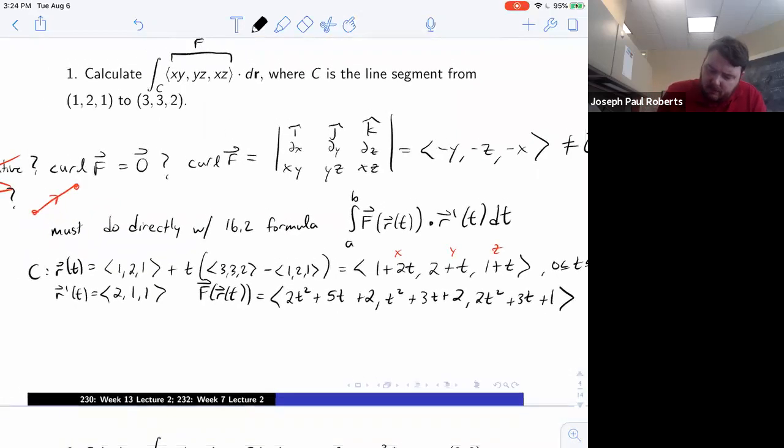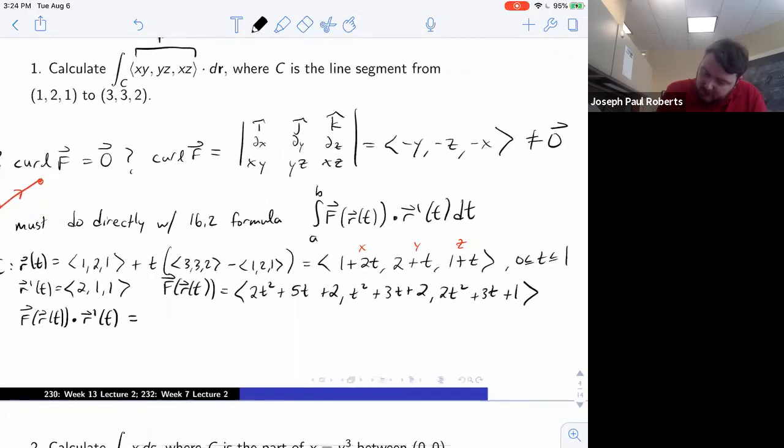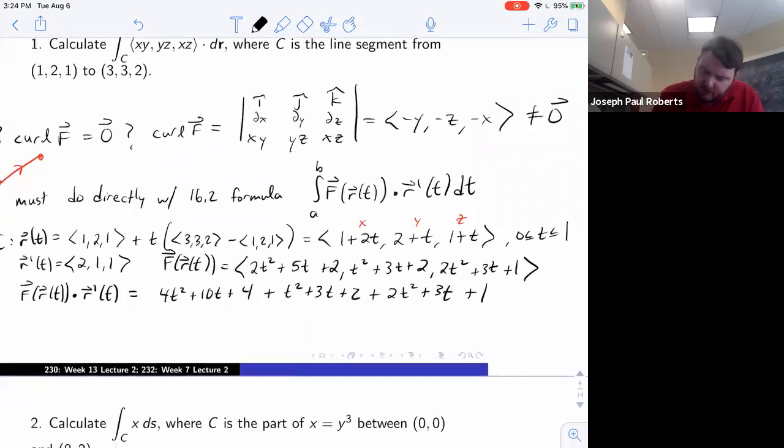the integral of, well, okay, we could do F of R of t dot product R prime, so make sure you're actually doing a dot product here. So I end up getting, well, 2 times the first component is 4t squared plus 10t plus 4, plus 1 times the second component, plus 1 times the third component, so 2t squared plus 3t plus 1. And so then I'm integrating from 0 to 1.